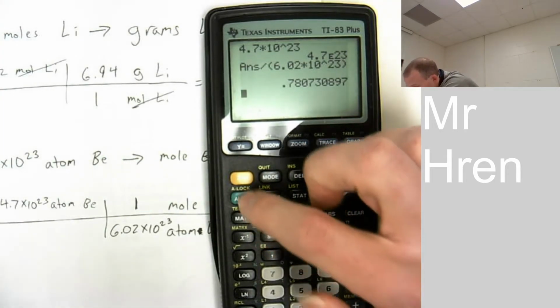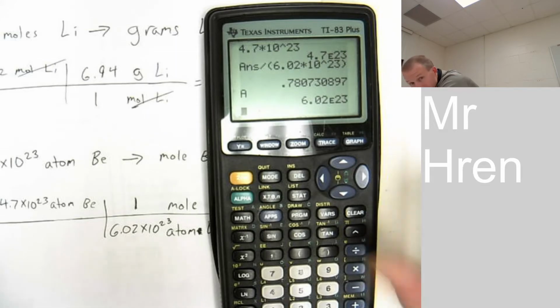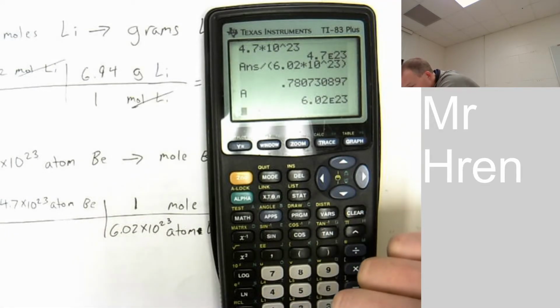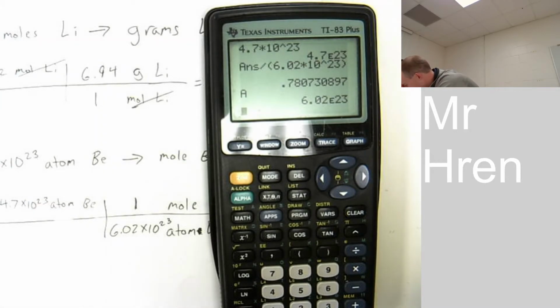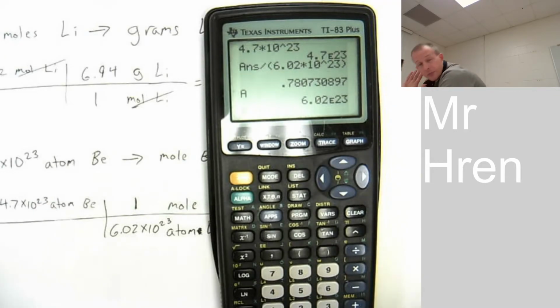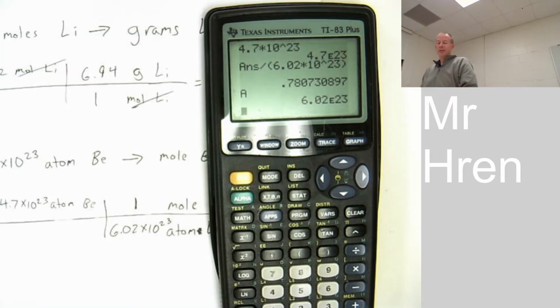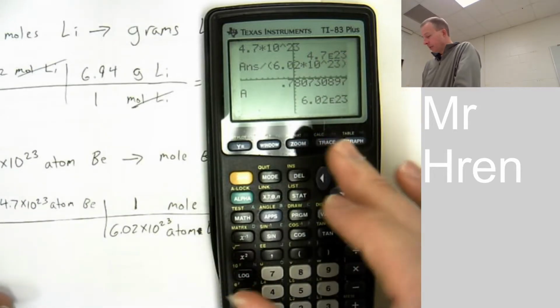If you want, you can also program. I always program A to be Avogadro's number. Remember, you use that store button on the bottom. If you need me to show you that, just send me an email again, and I'll show you how to do it. You're going to need a scientific calculator or graphing calculator.